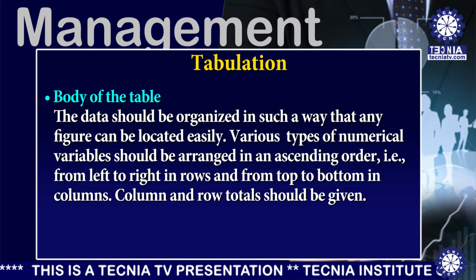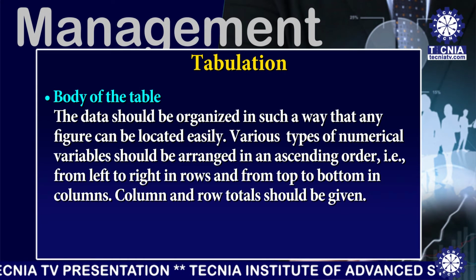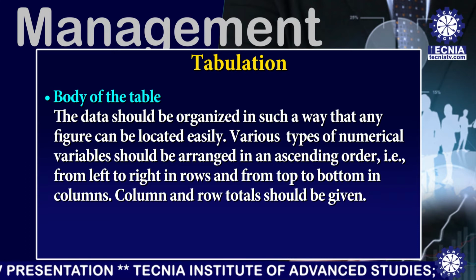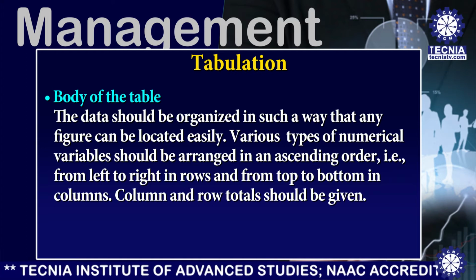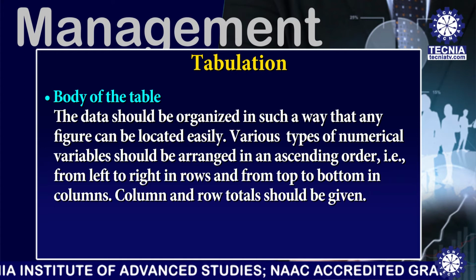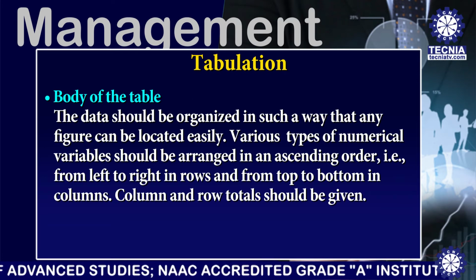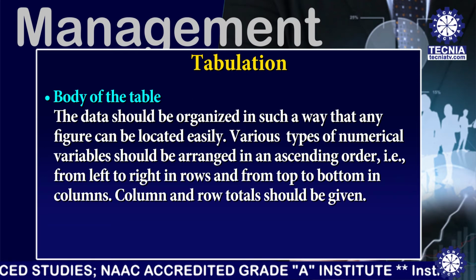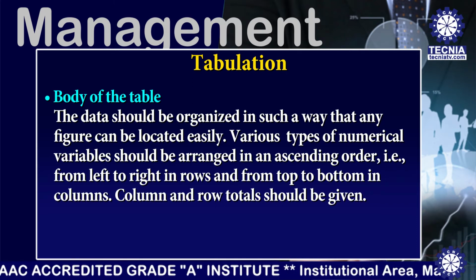Next one is body of table. The data should be organized in such a way that any figure can be located easily. Various types of numerical variables should be arranged in an ascending order, that is, from left to right in rows and from top to bottom in columns. Columns and row totals should be given.